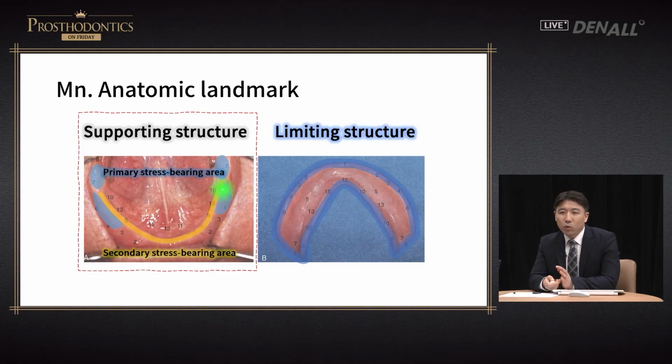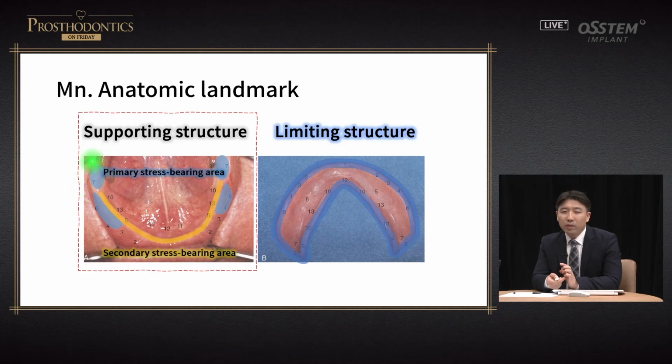The buccal part is referred to as the buccal shelf. If there's occlusal force from a full denture, this can withstand the vertical occlusal force, and it is classified as the primary stress-bearing area. In the case of residual alveolar bone, it is a secondary stress-bearing area. We need to get information about the buccal shelf well when we do impression taking.